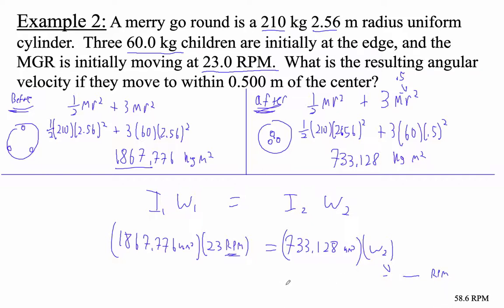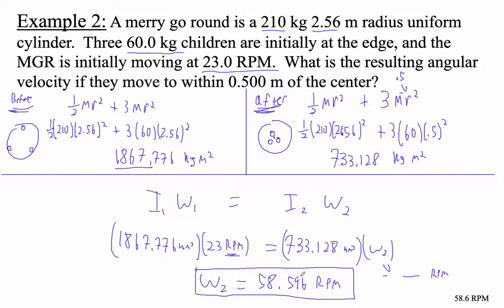Okay, so let's do this. So 1867.776 times 23 divided by the 733.128, and I get 58.596 RPMs. Ta-da. So basically, the only trick, I think people just mess up on figuring out this new moment of inertia. And then, the teacher doesn't even write it correctly. That number there is a 2.56.